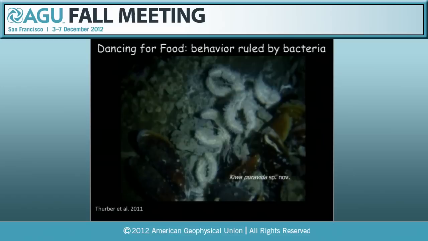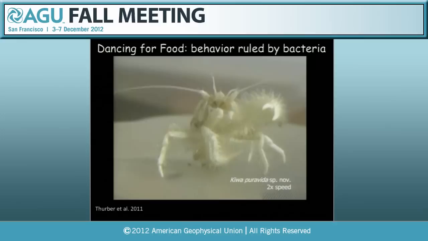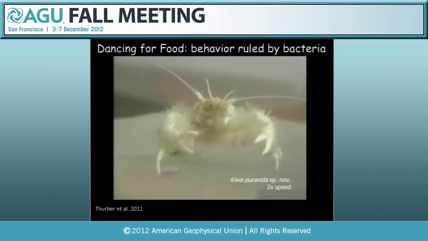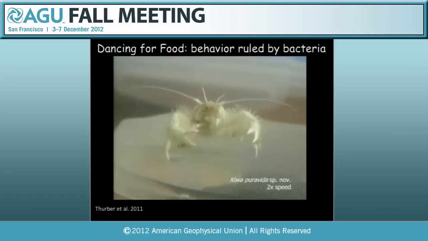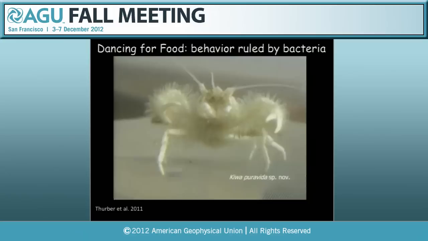Methane seeps also host these yeti crabs. They're amazing crabs. They're basically waving their claws that are covered with bacteria. This will cycle again. They're gardening the bacteria, offering them sulfide and removing waste with the waving motion, and then eating off the bacteria, as you can see here. And this is a great example of how bacteria can actually govern the behavior of animals in the deep sea.